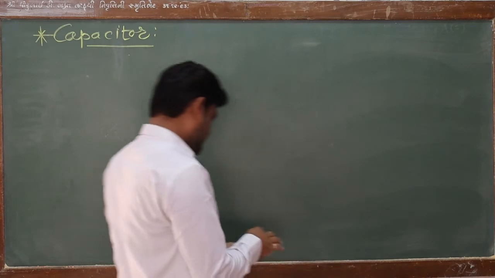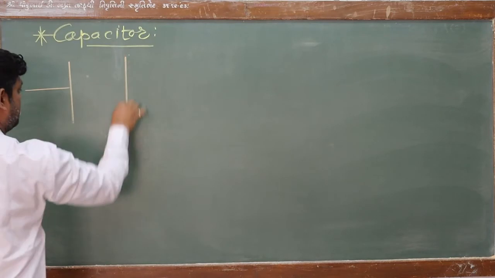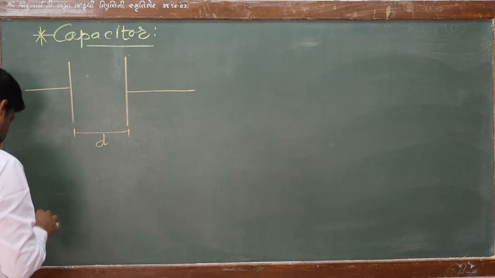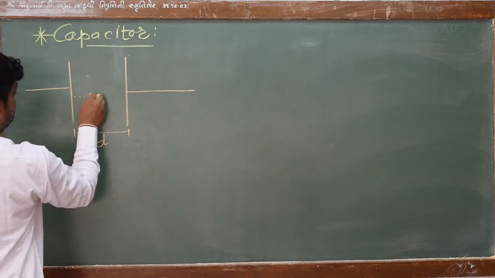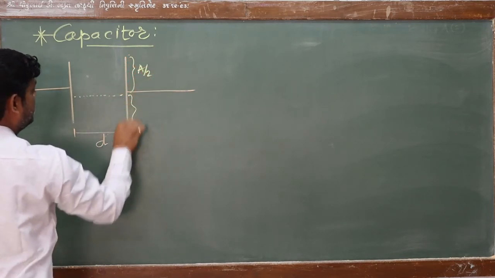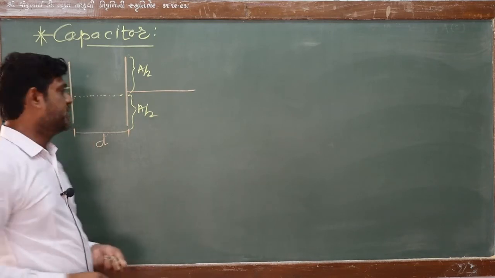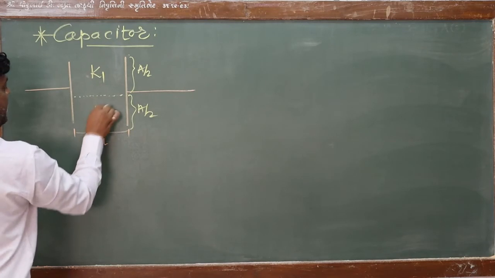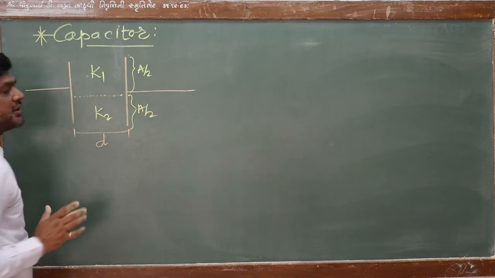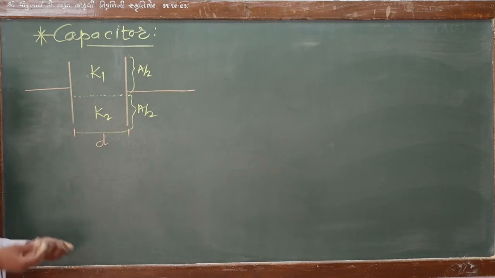Okay, see, we are having a capacitor like this. This is the capacitor. The separation between them is D, right? Suppose the capacitor is divided over here. Here it is a by 2 and here it is a by 2. The area of the plate is now divided. K1 and K2 are the dielectric constants of the first medium and second medium.